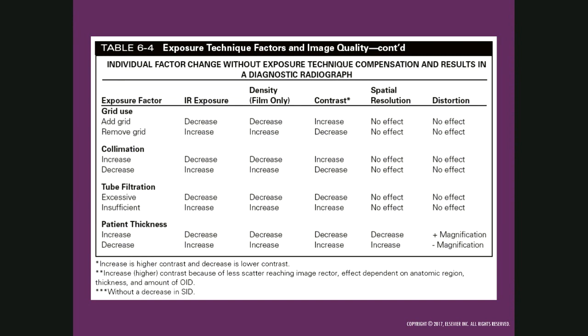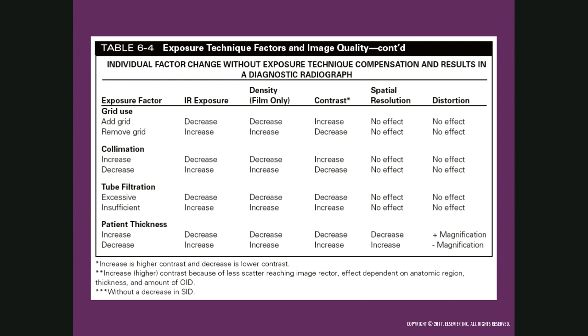As we go forward, when we think about what happens when we change certain factors, if we increase the mAs, is that going to increase or decrease our exposure to our IR? Is it going to increase or decrease our contrast? All of that stuff. This is where we're going with this information. So make sure that you understand the relationships in table 6.4, which runs from pages 174 to 175, because you will see this information again. I cannot stress it enough. You need to understand what's going on there.